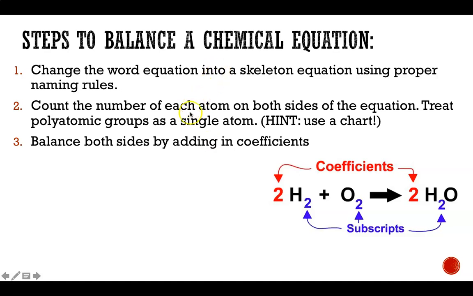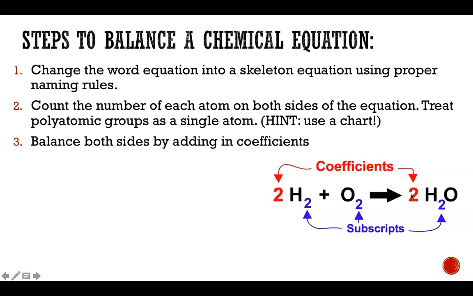So we've done step 1, step 2, step 3 is going to be balance both sides by adding in coefficients. And this word came from that worksheet we did on counting. That's why we did that worksheet on counting last week, to get familiar with this idea. But coefficients, just as a reminder, are these big numbers in front of chemical formulas. So the subscripts are the tiny numbers right there, and the coefficients are the big numbers before.